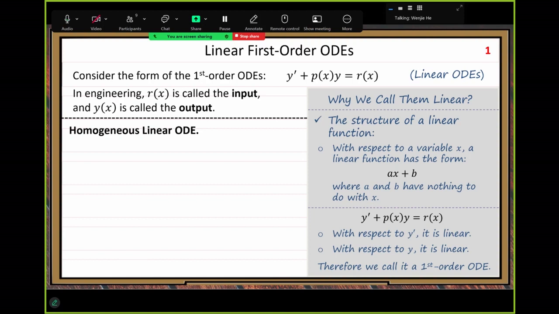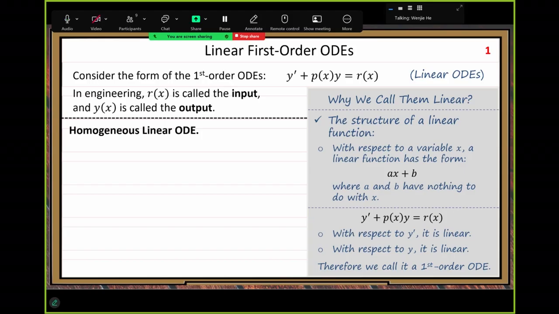That's the homogeneous linear ODE. This homogeneous concept, when we solve ODEs, it is very useful, because we need to do an intermediate step. First, I need to explain what the homogeneous is. This original equation is not homogeneous.